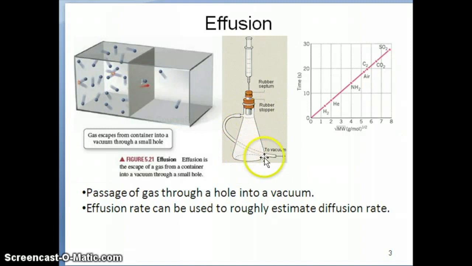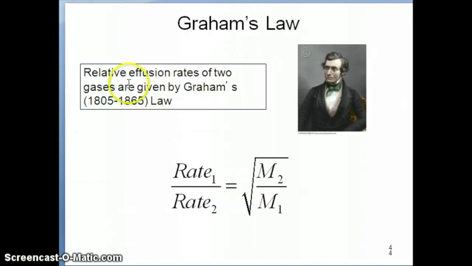And of course that tells you something about the speed, how fast these molecules are traveling, because if it takes a lot longer to fill up that vacuum with that gas, that means the gas must be traveling a lot more slowly. The person who actually did this experiment back in the 1850s is Graham, and he was able to come up with this law to express the relationship of effusion rates between two gases. The effusion rate of gas 1 divided by the effusion rate of gas 2 is equal to the square root of the inverse ratio of the molar masses of those two gases. So molar mass of gas 2 over molar mass of gas 1.